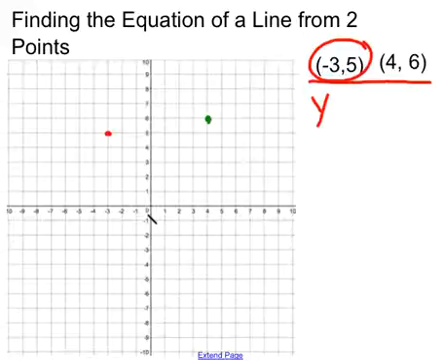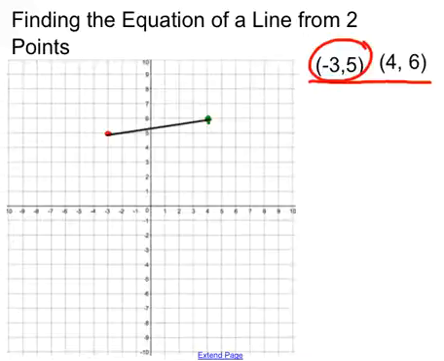So I've plotted my 2 points, and now what I want to do is find the equation of the line that would connect these 2 points. So let's start by doing that. Let's connect these 2 points. So here we go. I'm connecting these 2 points, and I basically want to know what is the equation of that line.